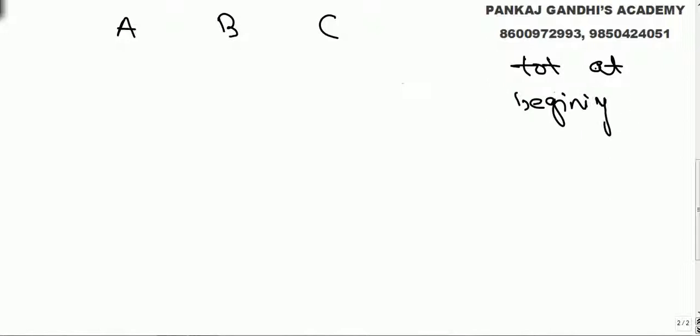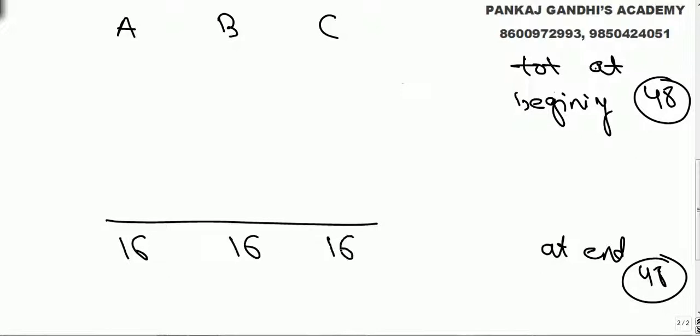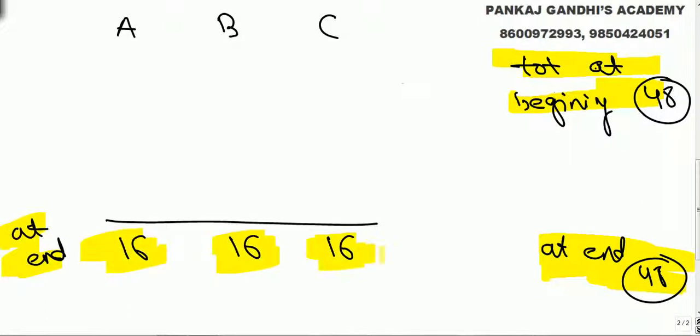Now let's check it. Beginning A had A, B had B, C had C. Total in the beginning is 72. Total at the beginning is given 48. So at the end also it is going to be 48 because diamonds are just rotating in the group, and at the end each had equal, that is 16, 16, 16. This is at the end. Total in the beginning is 48, so total at the end will also be 48. Each had equal, that is 16, 16 and 16.